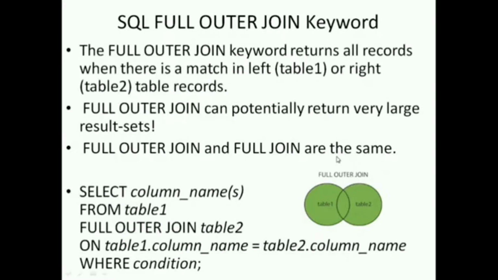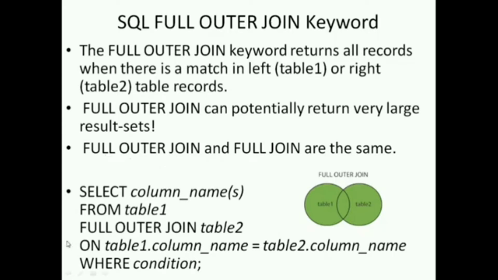So the next one is full outer join keyword, and full outer join keyword returns all the records when there is a match between this left and right. अगर एक भी match इधर है तो it will return complete record. And full outer join can potentially return very large data set because दोनों टेबल completely मिल रहे हैं हमको, तो obviously it will be a large database data set or result set. And full outer join and full join are the same, so you can write full outer join also and you can write the full join also. These both are the same.